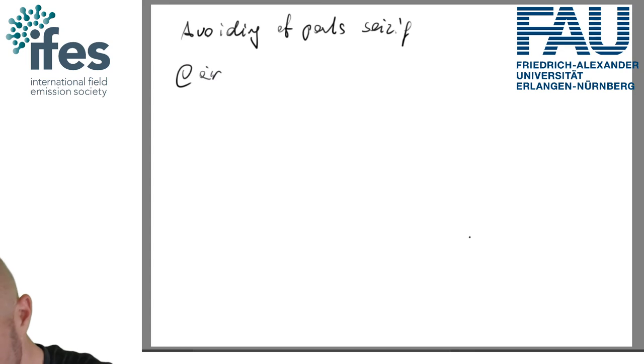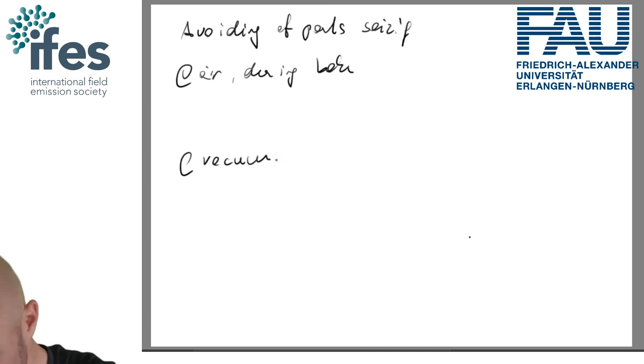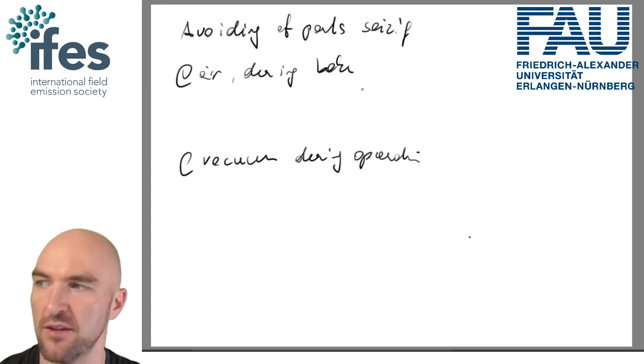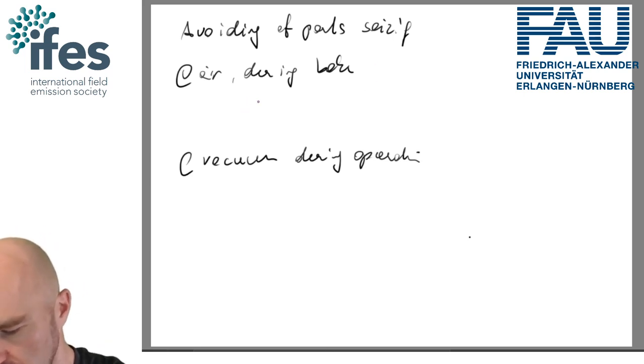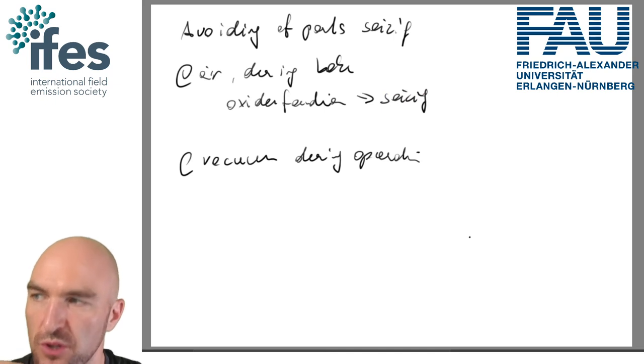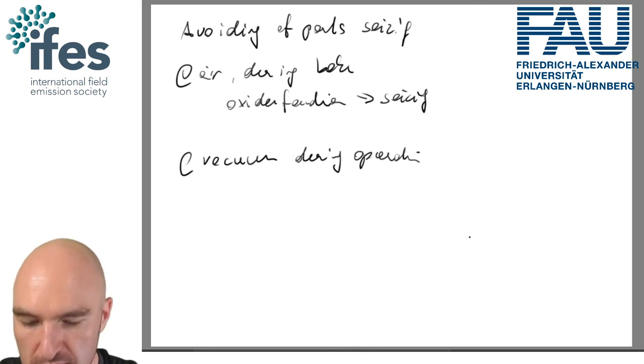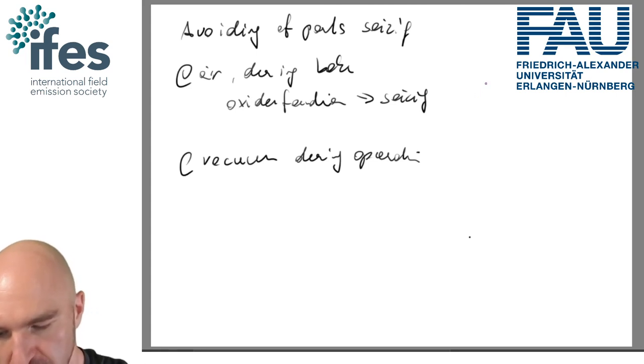At air during bake, yeah, so we can have parts seizing up at air during bake, or at vacuum during operation. So at air during bake, we can have oxide formation. And the oxide formation, because when the oxide grows, it takes up a larger volume, would, for example, push a thread to seize. What we can do here is use screws that are plated. Use silver plated screws.